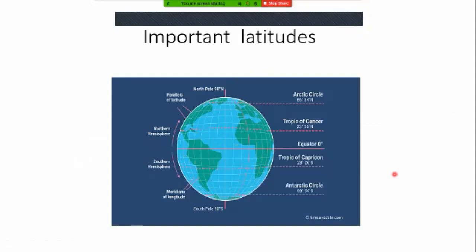Now let us discuss some important latitudes. So some important latitudes are North Pole 90° north, South Pole 90° south, Tropic of Cancer, which is at 23.5° north, then Tropic of Capricorn at 23.5° south, Equator at 0°, Arctic Circle at 66.5° north, and Antarctic Circle at 66.5° south.